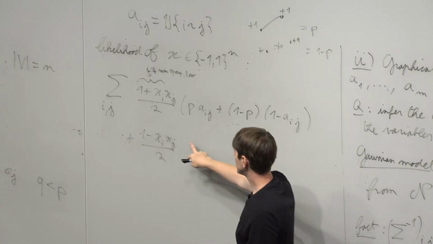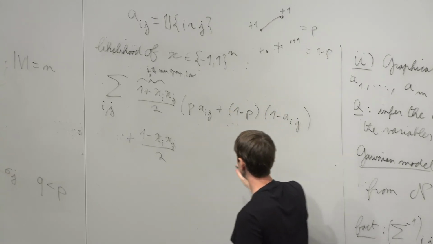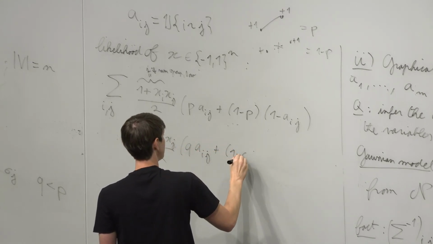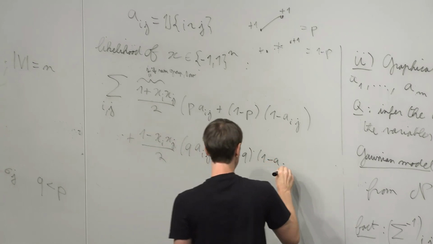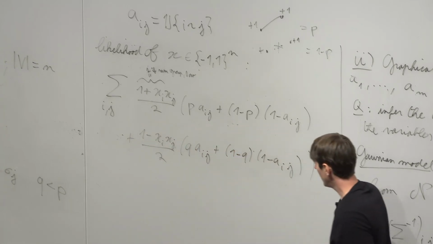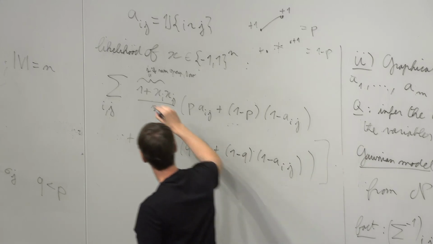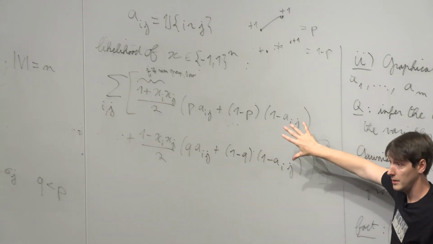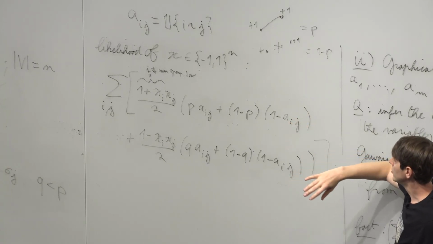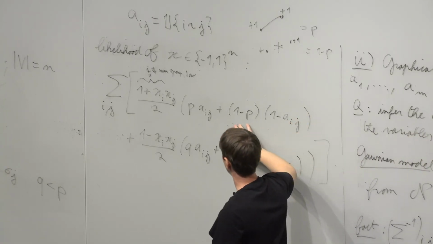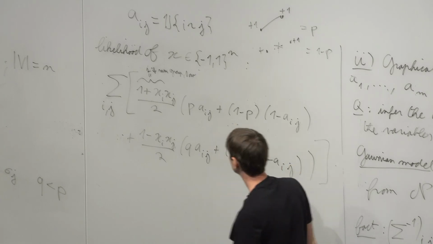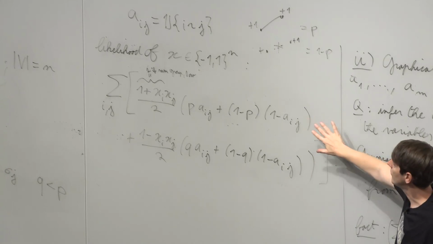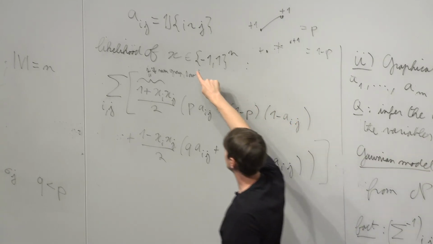And when they are in different groups, instead of P, I have Q. So now I have Q times Aij plus 1 minus Q times 1 minus Aij. Okay, so this formula that I wrote, you can just verify maybe after the class. If you didn't follow, this is exactly equal to the likelihood of observing this graph G if X was the truth.